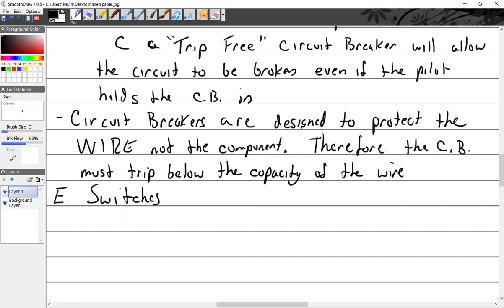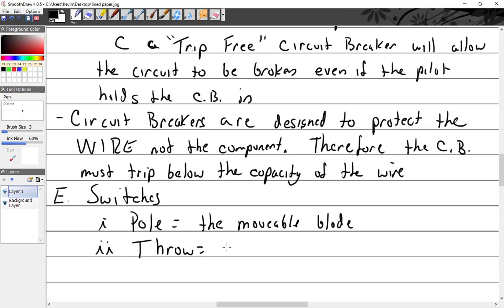Switches. All right, the pole. What's the pole? It's the movable part. I'll put movable blade. And therefore, what is the throw? Number of paths.